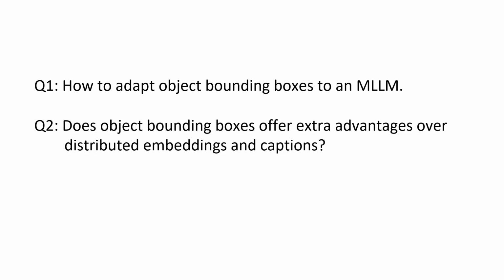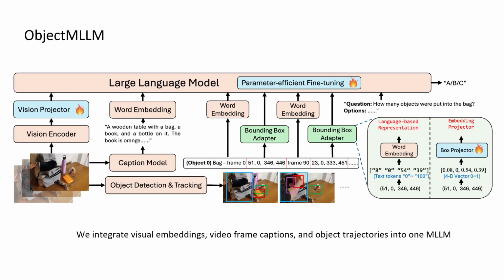In this project, we investigated two questions. The first one is how to adapt object bounding boxes to an MLLM, and the second one is whether objects offer extra advantages over distributed embeddings and captions. We thus design Object MLLM to integrate visual embeddings, video frame captions, and object trajectories into one multimodal LLM.